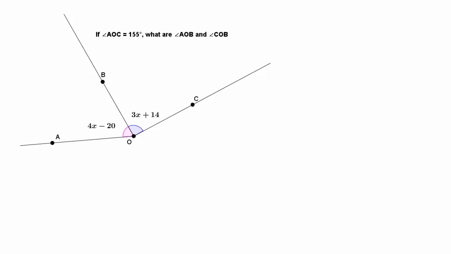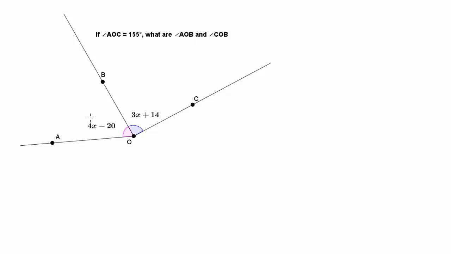In this example, I will show you how to apply the angle addition postulate to find the measurements of the angles. So take a look at the image and let's read it. If angle AOC is 155 degrees, what are angle AOB and angle COB?